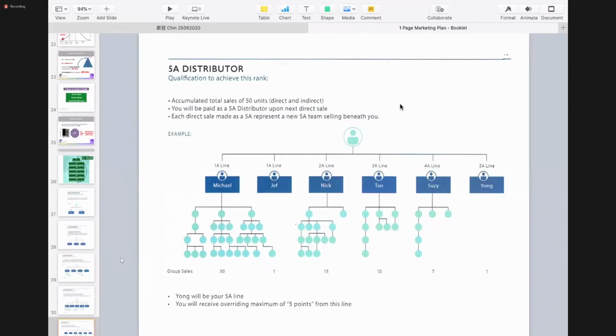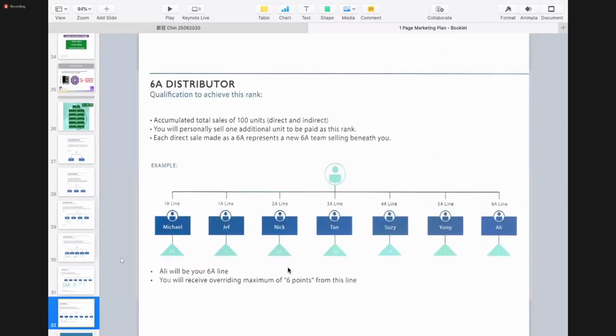Now, later on, if you have a new friend coming in, which is this 5A guy, 5A, because it's more than 50, then you get 5 points, and eventually, if there are 100 people, you start to get 6 points. Okay. Here, because it's summarized, we didn't draw up the small circles. But you can imagine, by the time Ali comes in on the 6A line, you must have 100 people, 100 machines.